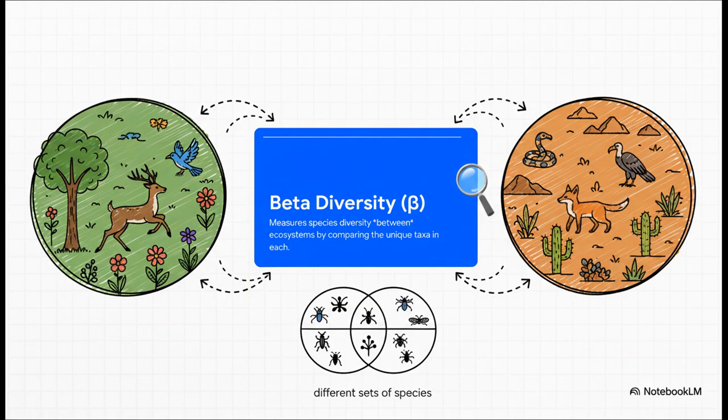Okay, now we pull the zoom back a little bit. This is beta diversity. Now, this isn't about what's in a single place. It's all about the difference between two places. It's a measure of how much the list of species changes as you walk from, say, a forest into a nearby grassland. High beta diversity tells us we're finding really unique pockets of life that aren't everywhere.